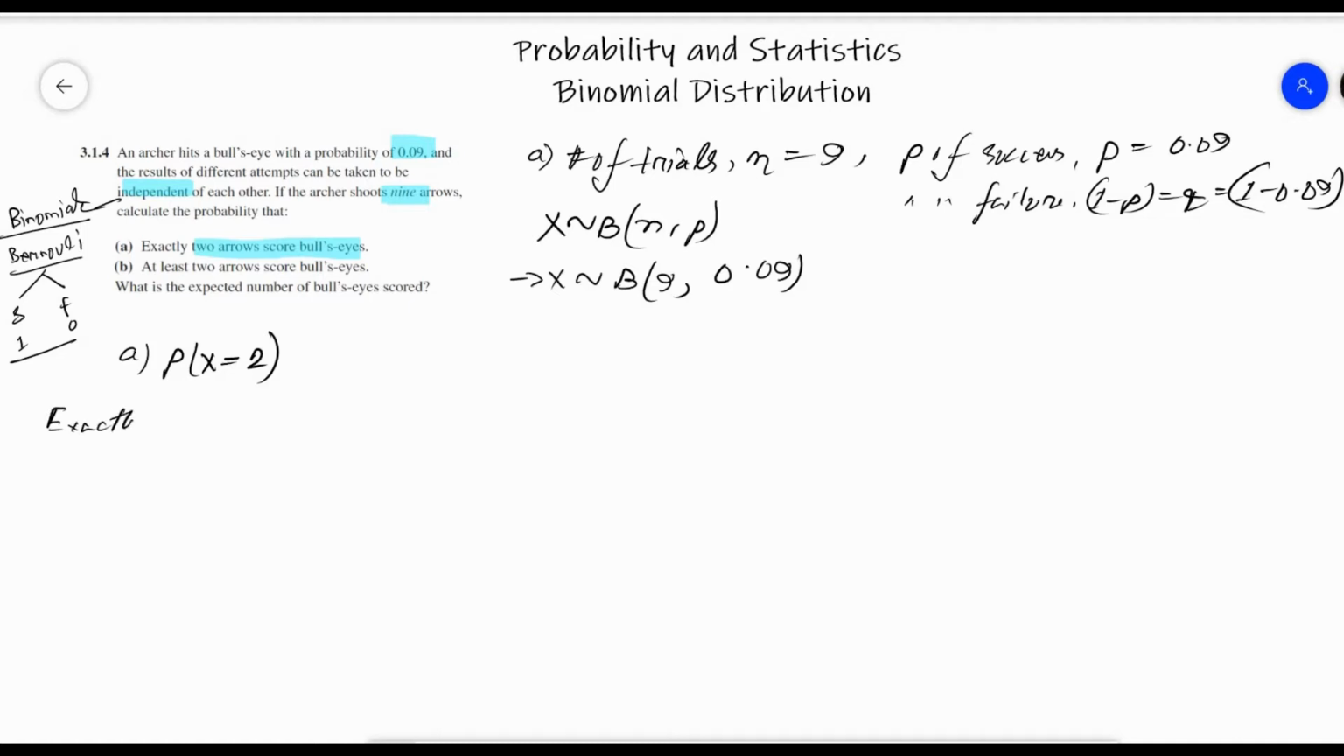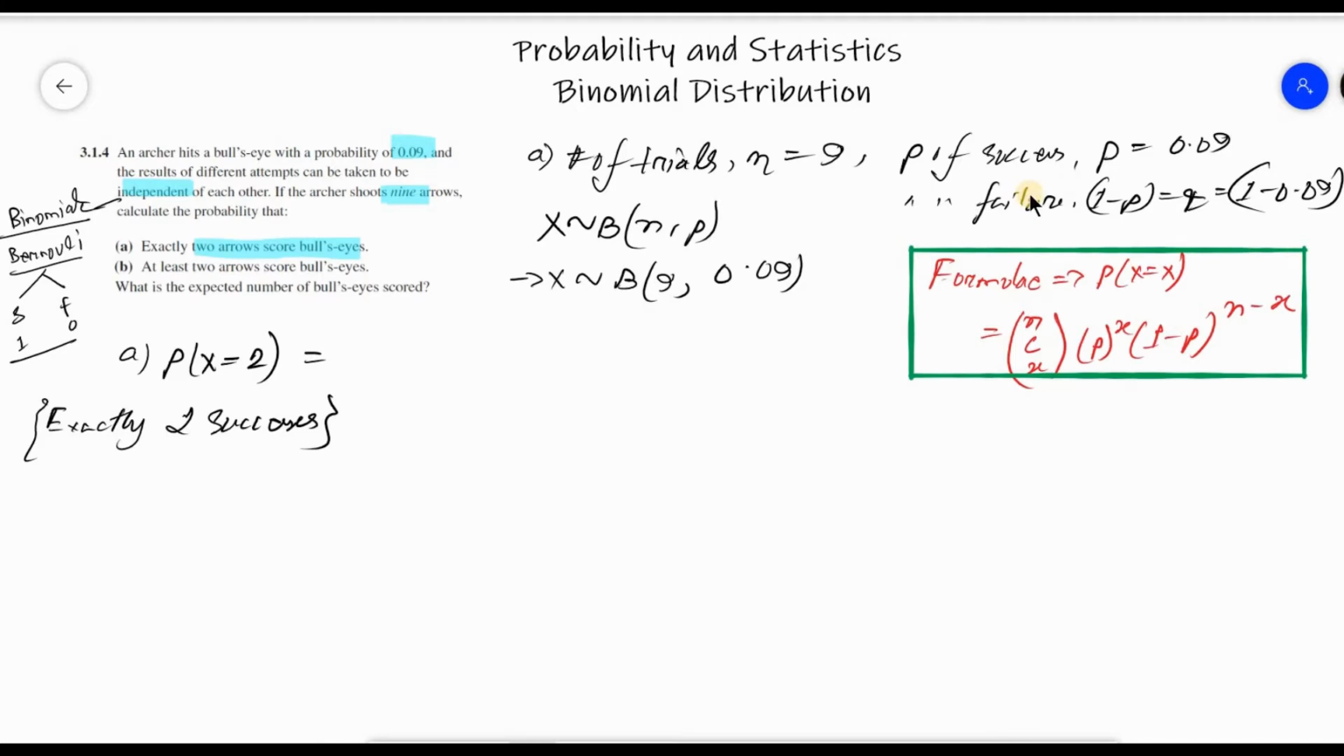two successes. So for probability determination of binomial distribution, we have a formula which I will write down here. The formula. I wrote the formula of determining binomial distribution probability on this side.